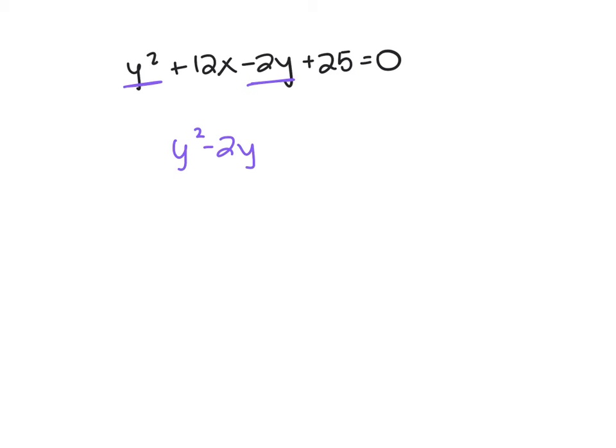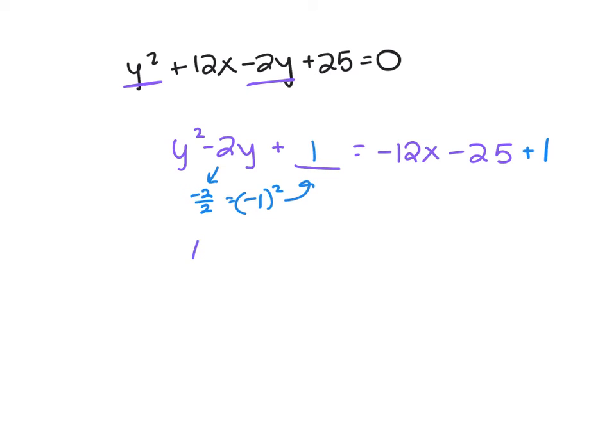Remember, this is where we're going to want to complete the square. So I'm going to put my plus blank there. And on the other side, I'll have negative 12x minus 25. So now we complete the square with the y's. Divide by 2. Square it. We're going to add 1. If we add 1 to the left side, we also have to add 1 to the right side.